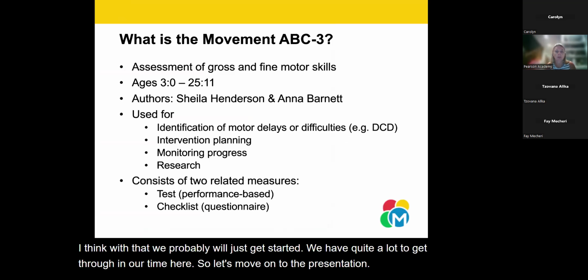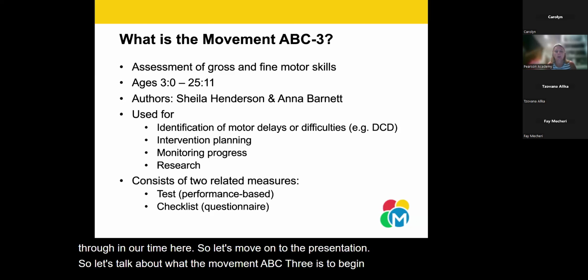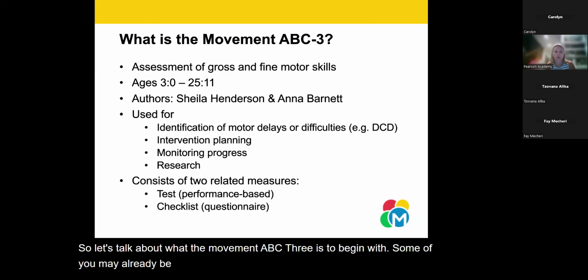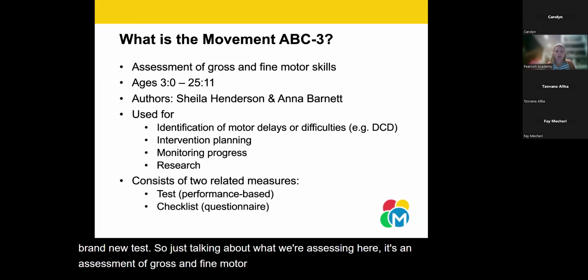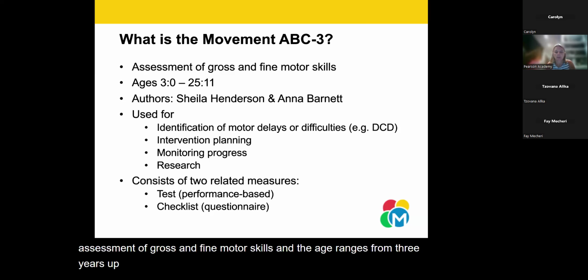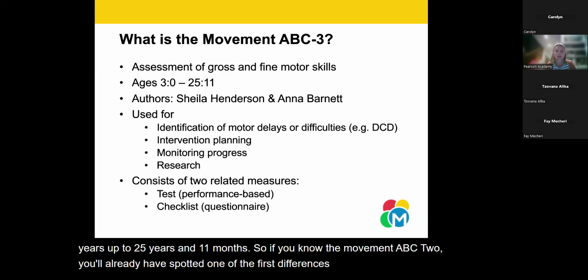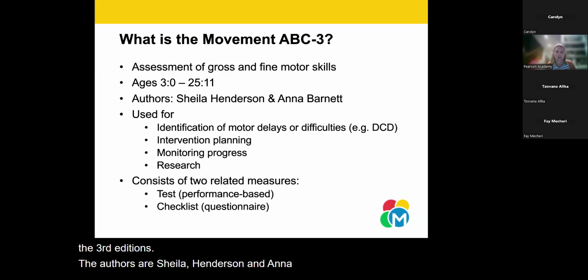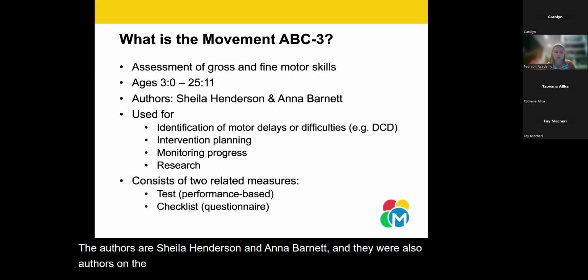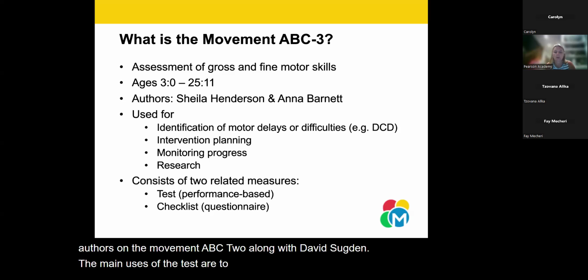So let's talk about what the Movement ABC-3 is to begin with. Some of you may already be familiar with Movement ABC-2, but for others it may be a brand new test. It's an assessment of gross and fine motor skills, and the age range is from 3 years up to 25 years and 11 months. So if you know the Movement ABC-2, you'll already have spotted one of the first differences between the second and the third editions. The authors are Sheila Henderson and Anna Barnett, and they were also authors on the Movement ABC-2 along with David Sugden.